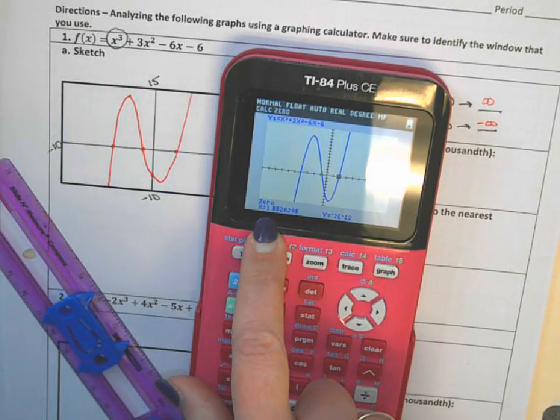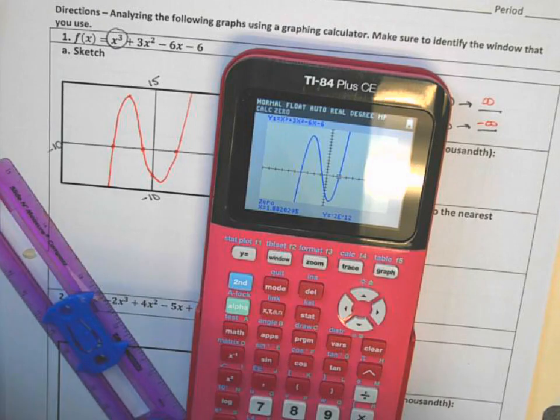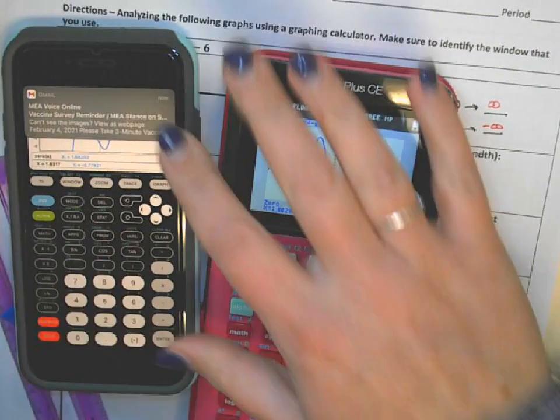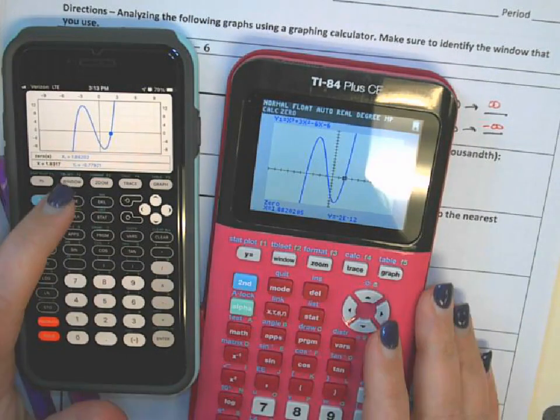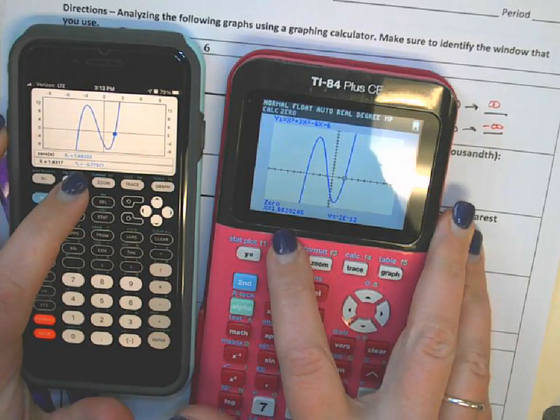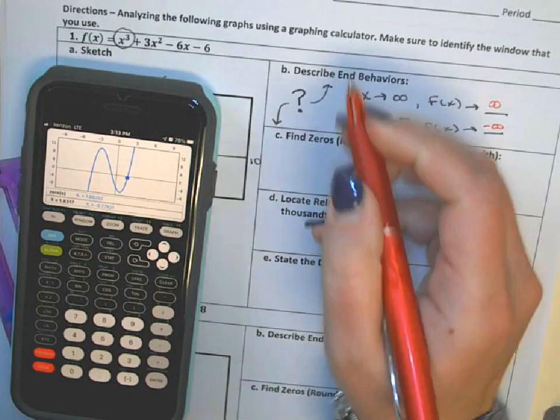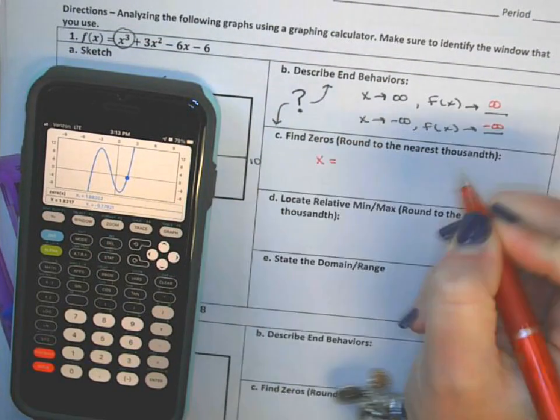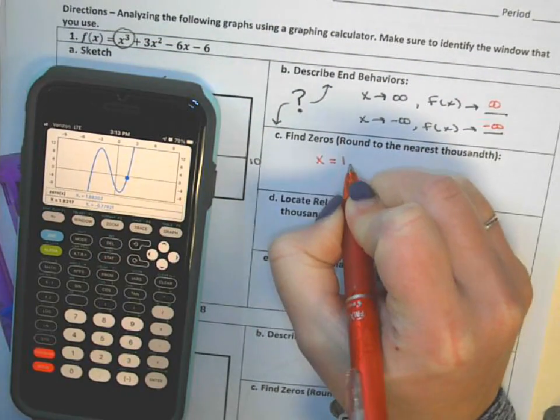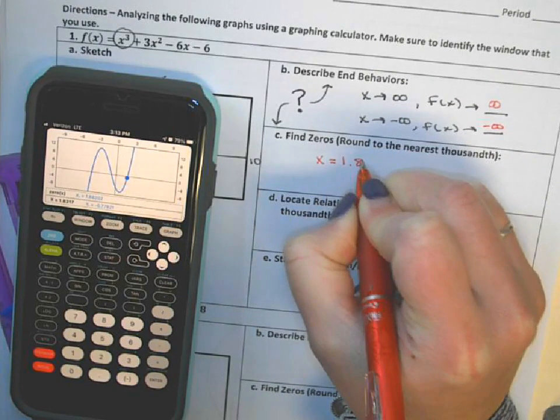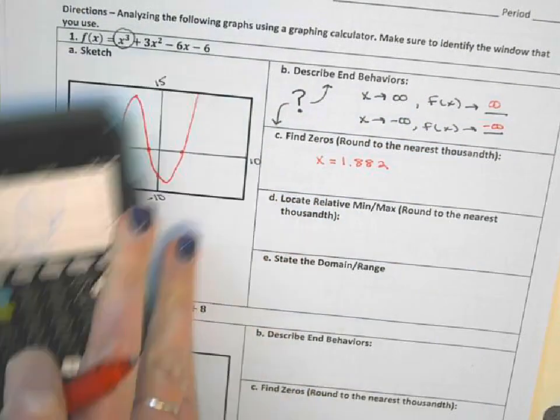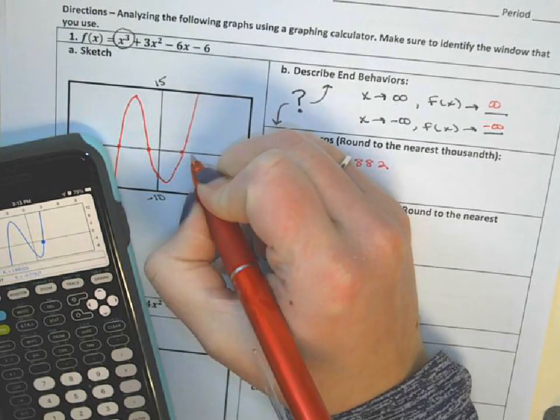Your zero at x is 1.88202, which you can see is exactly what this one over here says. X equals 1.88202. So that's one of your zeros. So we found one of them. So x equals, rounded to the nearest thousandth, so 3 decimal places, 1.882. That would be this first one here.